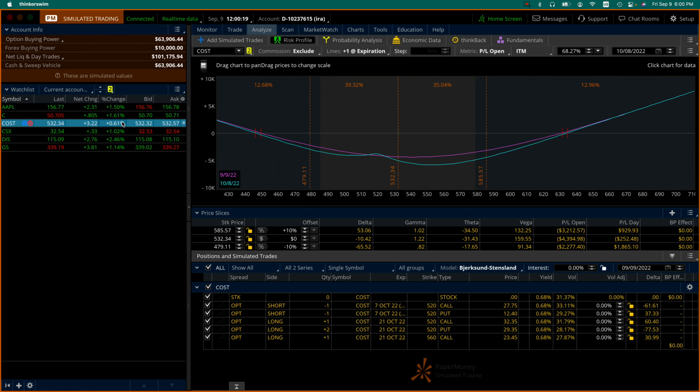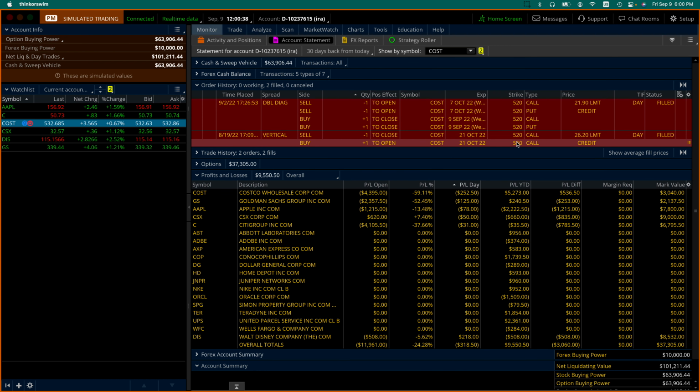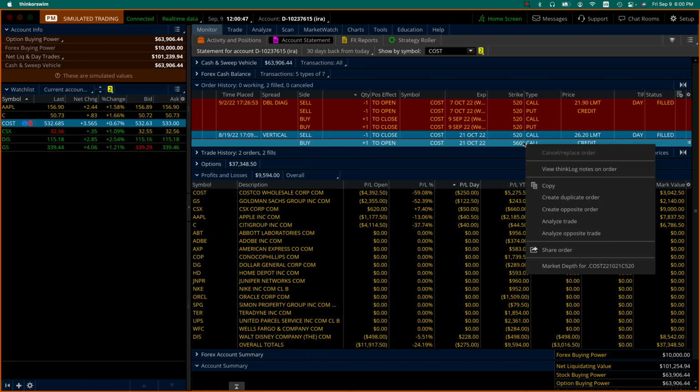Let's go to Costco. In the case of Costco, you can see that our deltas are negative, but a good strong move, let's say to 570, will turn that into positive. Let's look back a few 30 days, because I did a vertical here, which is a roll up rather, from 520 to 560. Let's analyze that.